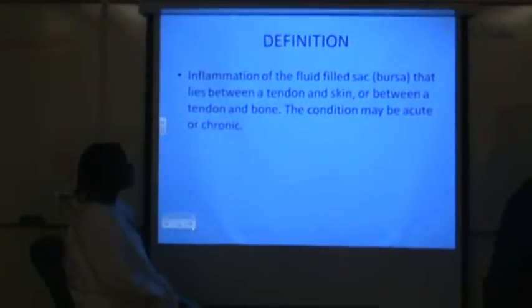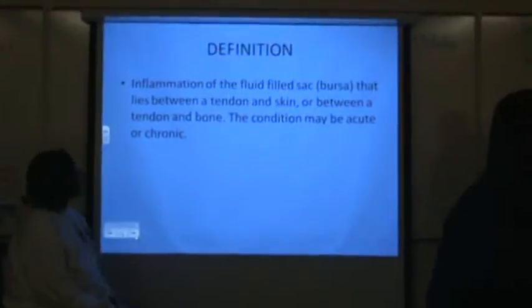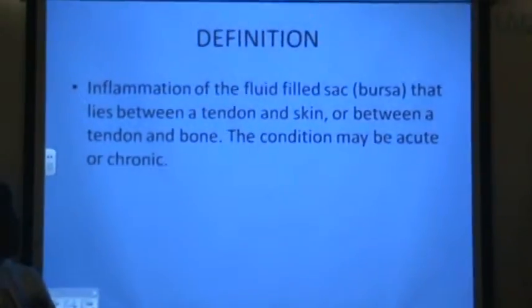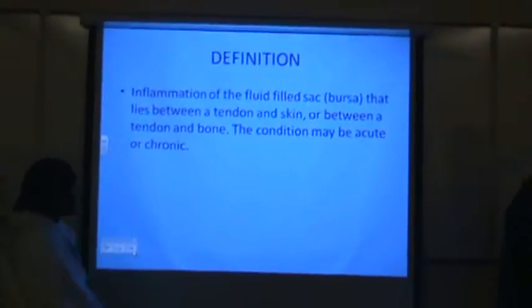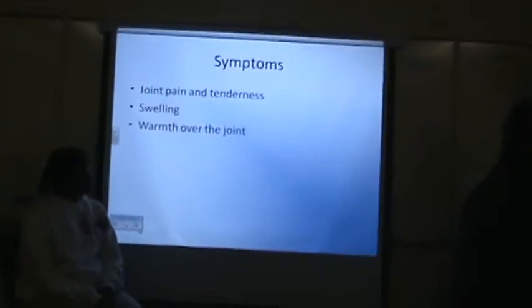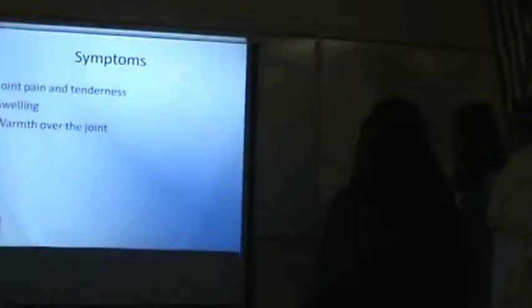Definition: inflammation of the fluid-filled sac that lies between a tendon and skin or between a tendon and bone. The condition may be acute or chronic. Symptoms: joint pain and tenderness, swelling, warmth over the joint.